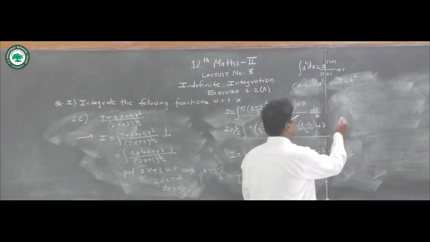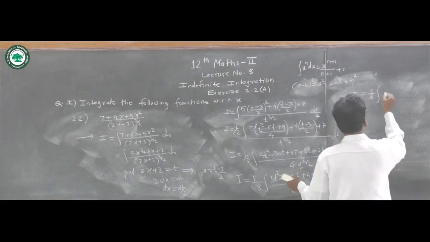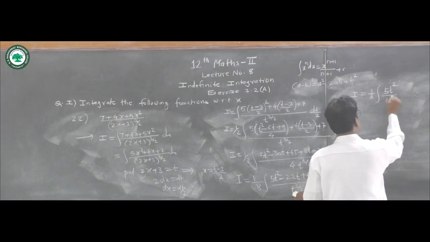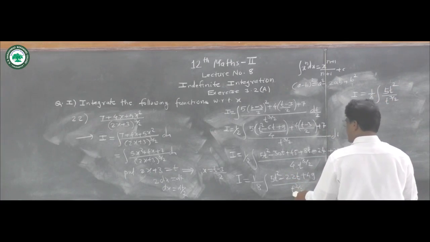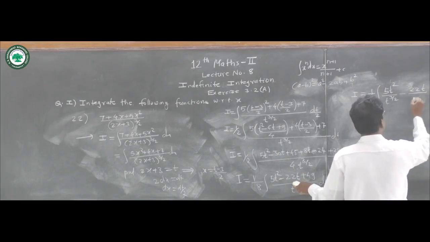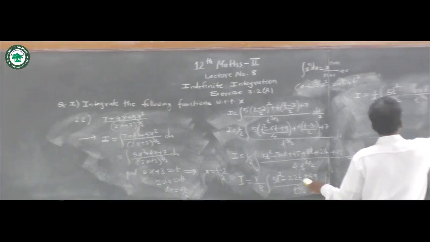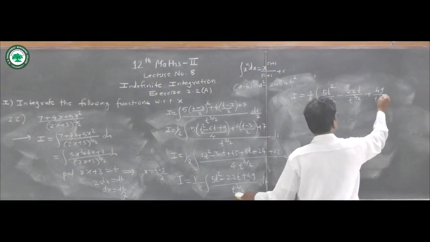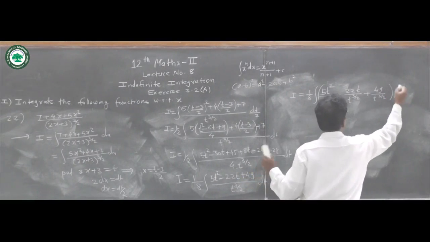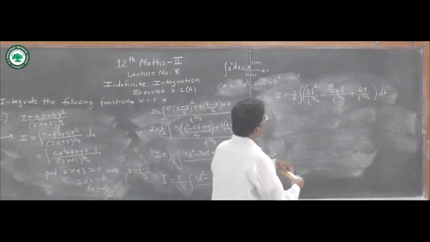So we get here required integral I is equal to 1 upon 8 integration of 5t square upon this t to the power 3 by 2. Take the separate division, minus 22t upon t to the power 3 by 2, then plus 49 upon t to the power 3 by 2. We take the separate division and write this in the round bracket and then t dt. Get it?